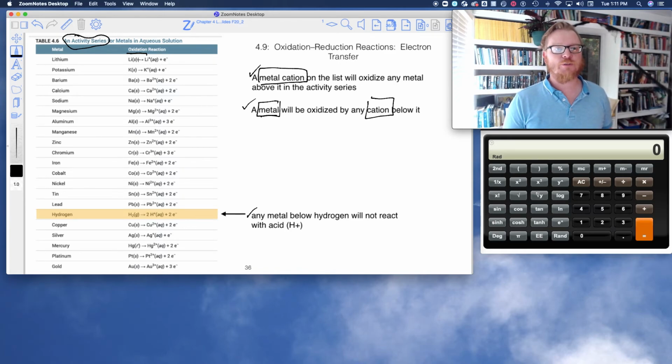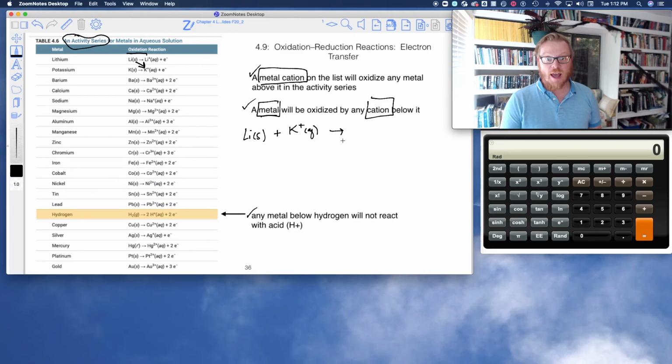Okay, so let's do this first example. Lithium solid, a metal, so we're picking on a metal, will be oxidized by any cation below it. So what does this mean for a reaction? Well, this means I can't combine lithium solid and potassium solid and get a reaction. But I can combine lithium solid and K plus aqueous, and I will get a reaction.